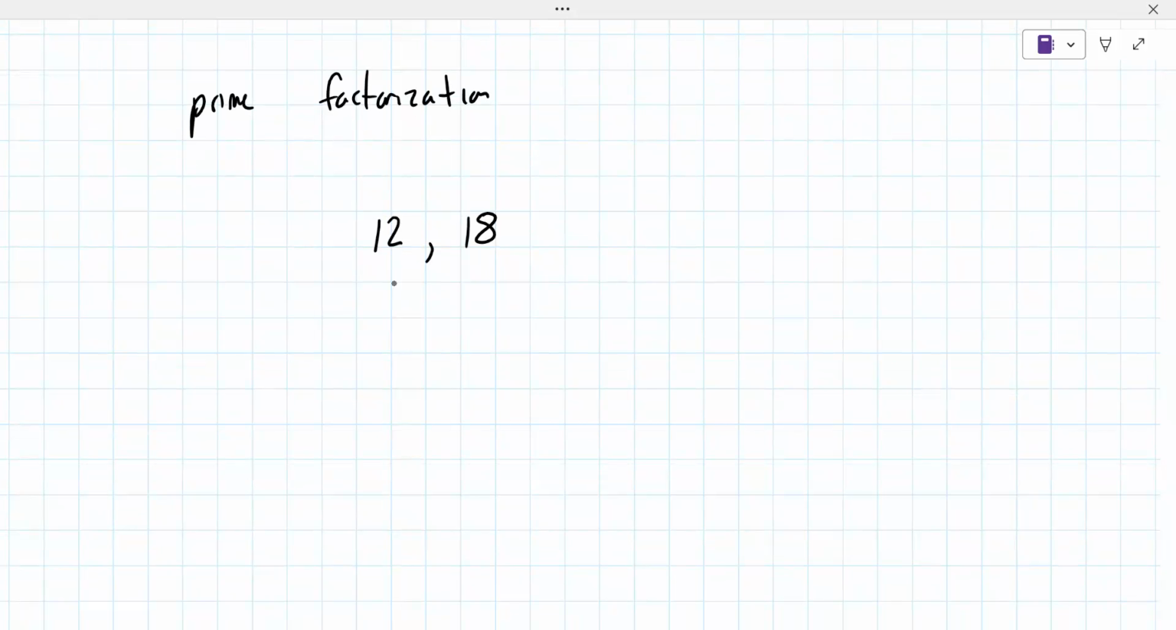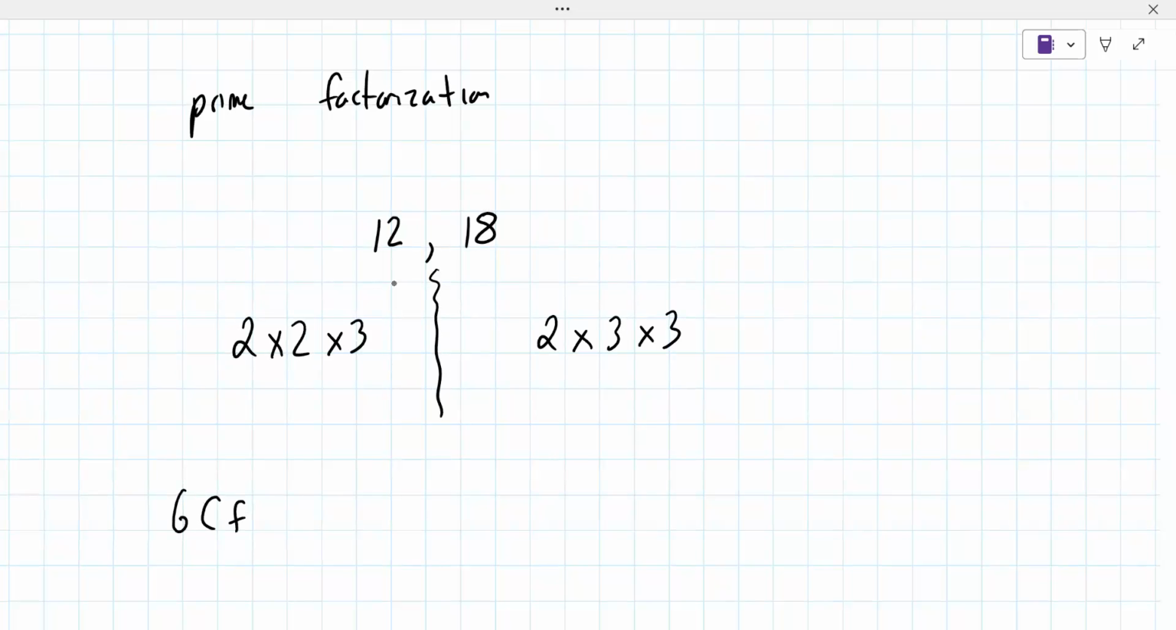Okay, I got that. Give me 12, the prime factorization for each. For 12 it would be 2 times 2 times 3. And for 18, it'd be 2 times 3 times 3. So the GCF, like you said, ends up being 2 times 3, which is 6.